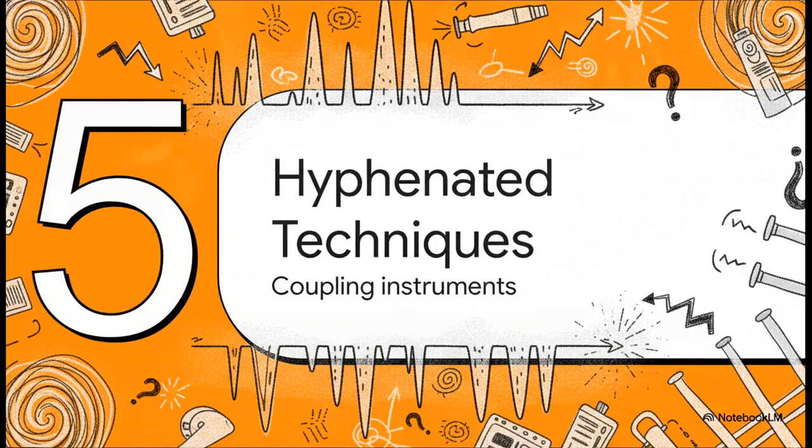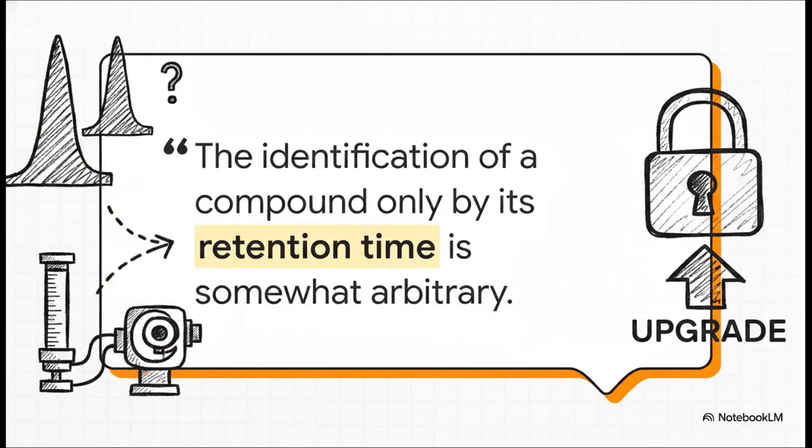And finally, Section 5, Hyphenated Analytical Techniques. Time to couple some instruments. We've spent all this time establishing how incredibly precise the chromatogram is, but here's a bit of a plot twist. According to our source material, the identification of a compound only by its retention time is somewhat arbitrary. A better method consists of using two different techniques that are complementary. Because different compounds might occasionally share a similar retention time. If we want absolute, bulletproof scientific certainty, we need a major upgrade to our process.